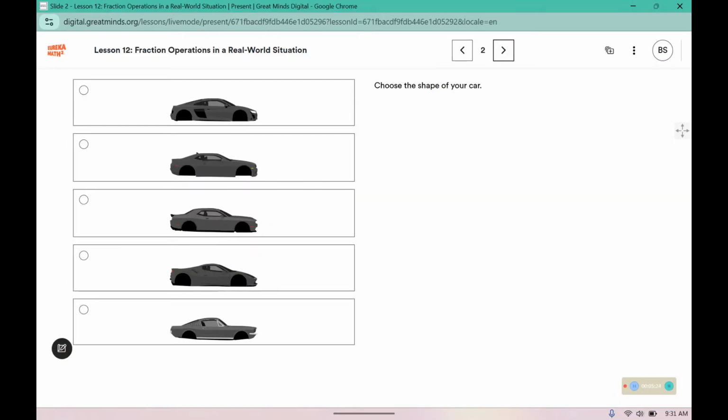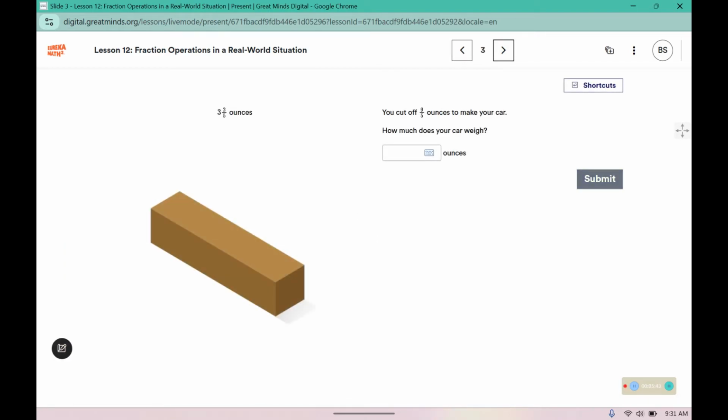So you get to choose the shape of your car. You can think about aerodynamics. You can think about which one looks the coolest, maybe which one looks the heaviest. You decide what characteristics you want to include in your car. I'm going to choose this one. It says you cut off 9/5 of an ounce to make your car. How much does your car weigh?